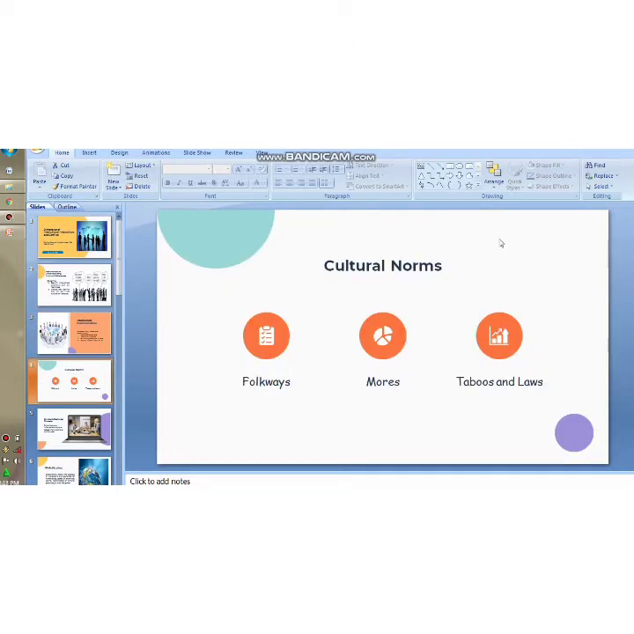Okay, the next is cultural norms. Sociologists speak of at least 4 types of norms. There are folkways, mores, taboos, and laws. Folkways, sometimes known as conventions or customs, are standards of behavior that are socially approved but not morally significant. For example, belching loudly after eating dinner at someone else's home breaks an American folkway.